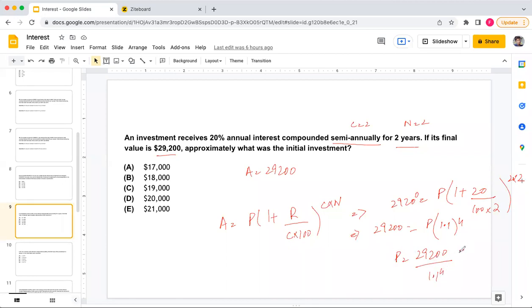So what's the answer to this now? D is the answer. Yes, this is a bit close to 20,000, 19,900 something. So the closest answer is D, right?